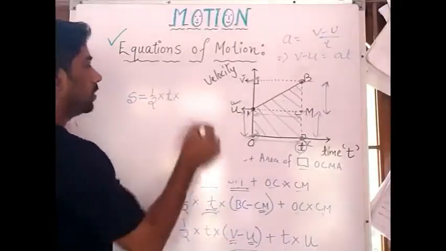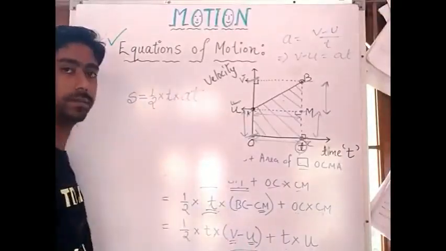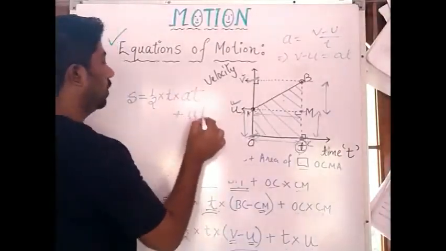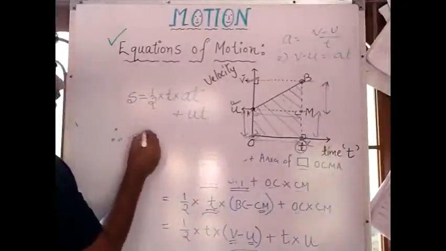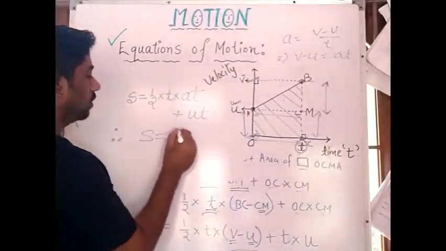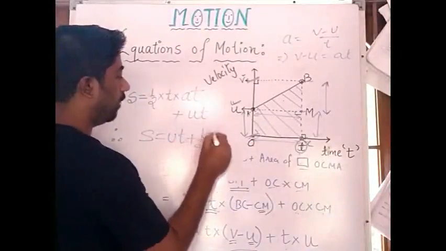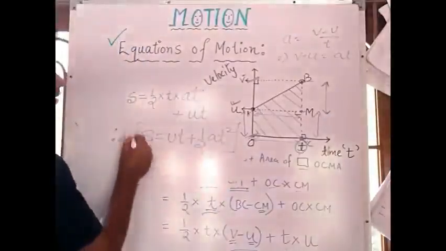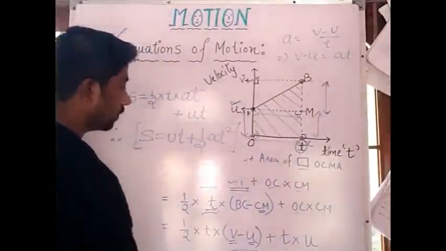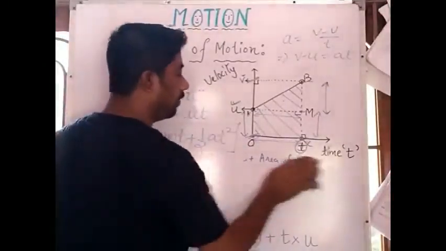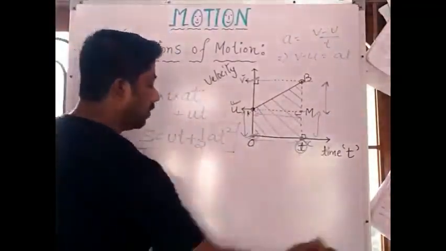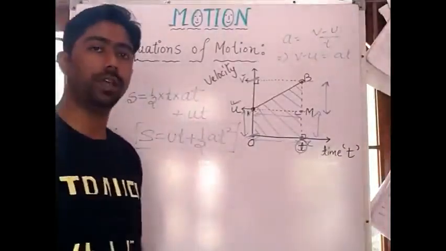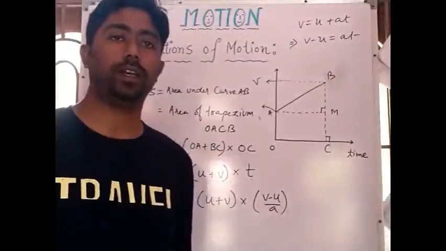V minus u is equal to a into t, plus the remaining part is ut. So if you calculate it, you will get s is equal to ut plus half at square. This is the second equation of motion. S is equal to half of at square plus ut. This is the second equation of motion. Okay. Now let us obtain the third equation of motion.